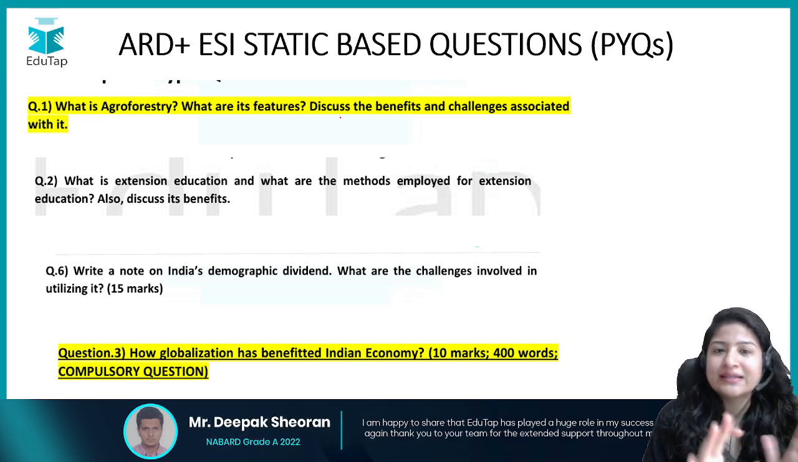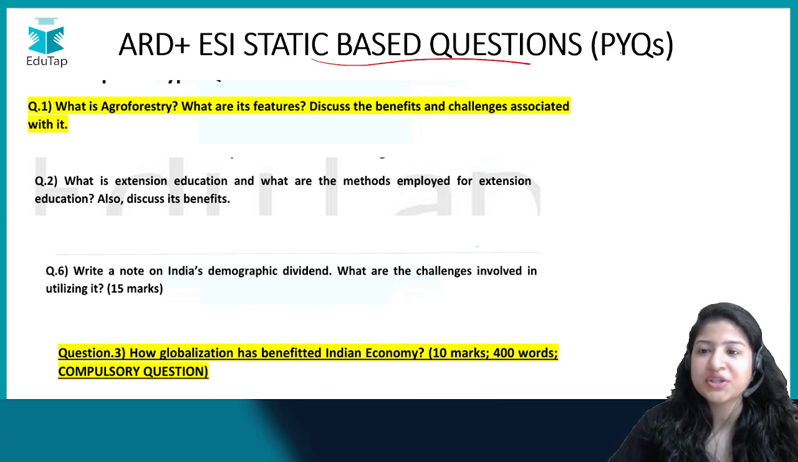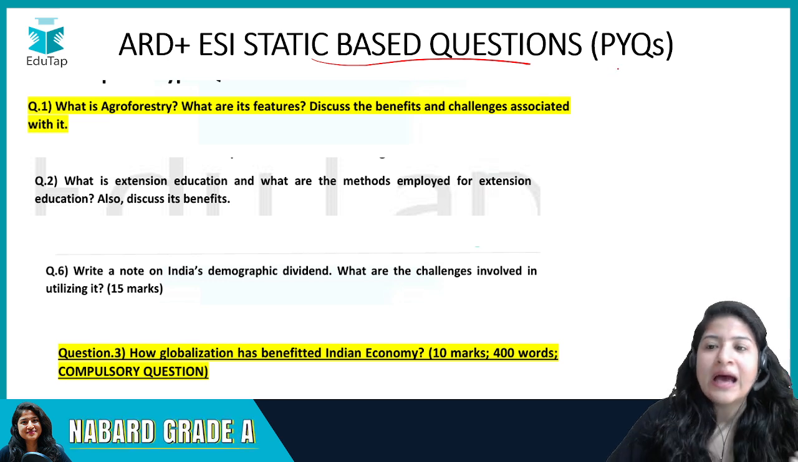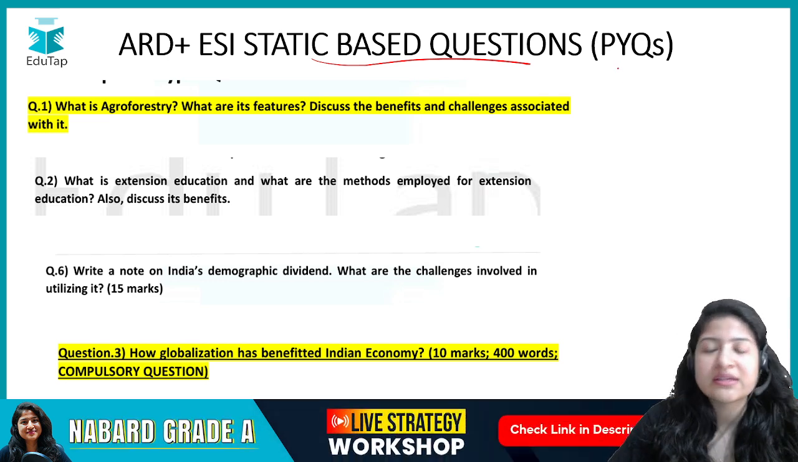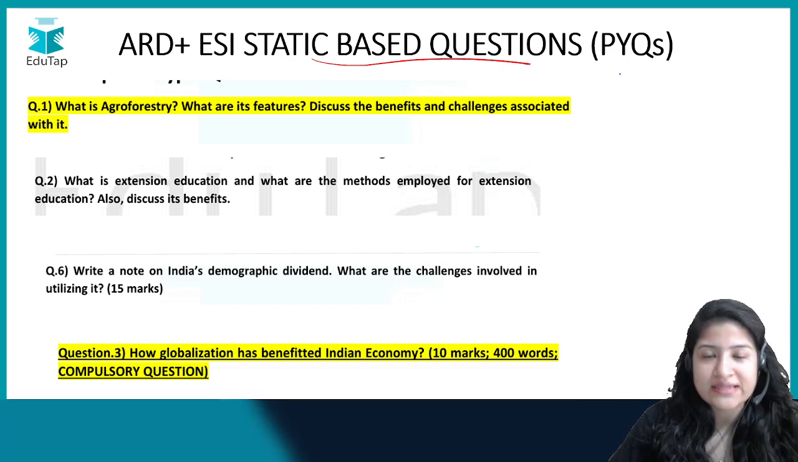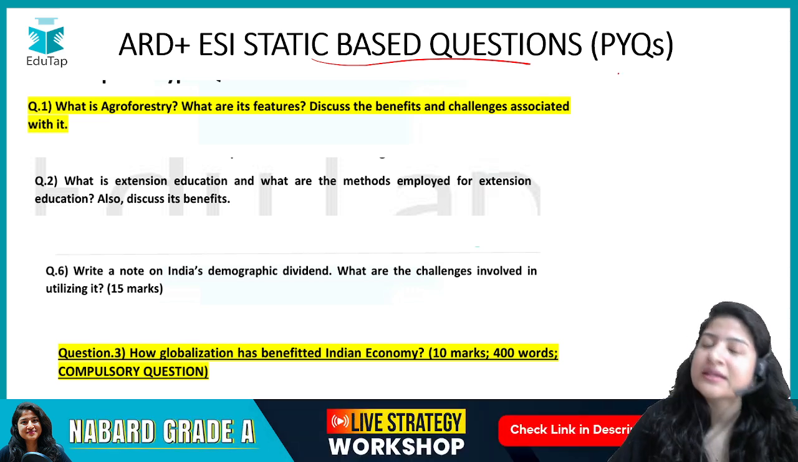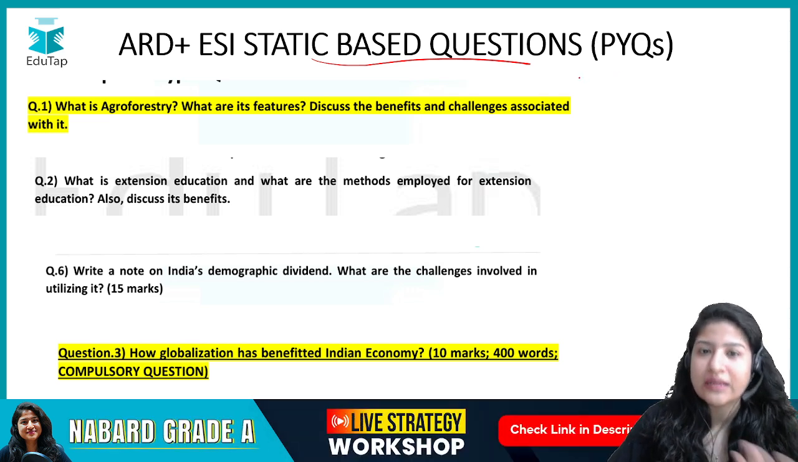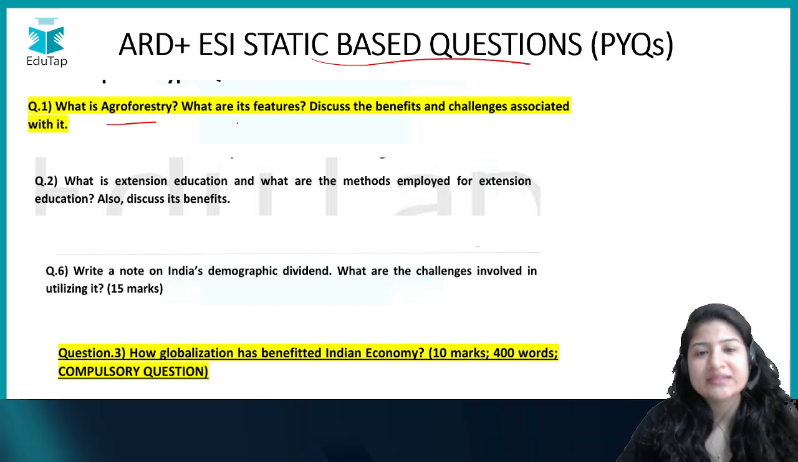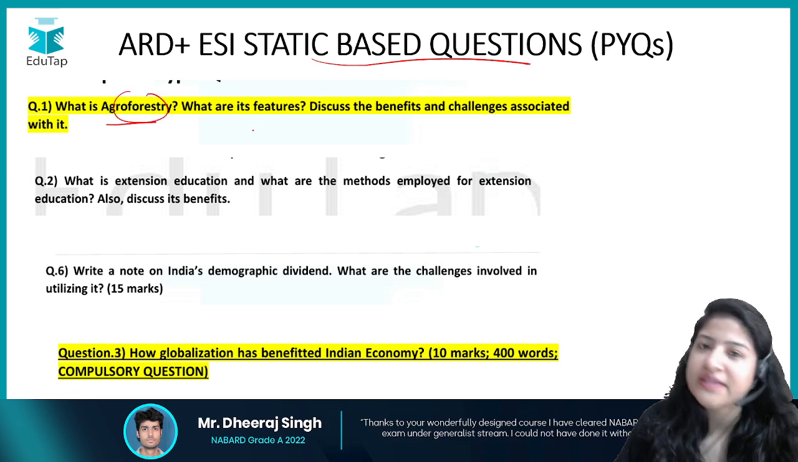First, let's understand how the static based questions are asked in the examination in the descriptive writing form. Please keep in mind, these are all previous year questions, memory based. Why am I using the term memory based? Because it's an online examination, so as soon as the examination finishes, we contact our students to ask what questions were there. So the questions are these only; maybe the exact words are not used, but the essence of the questions is the same, right?